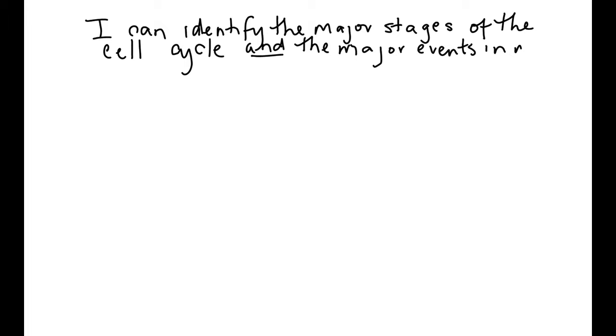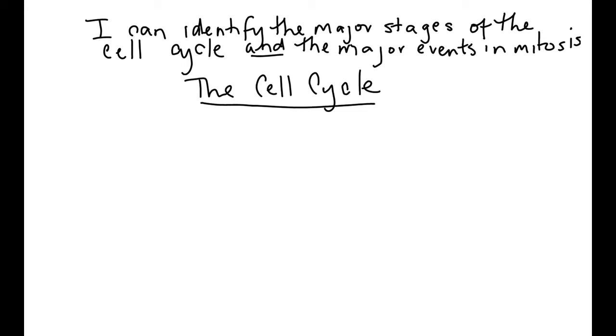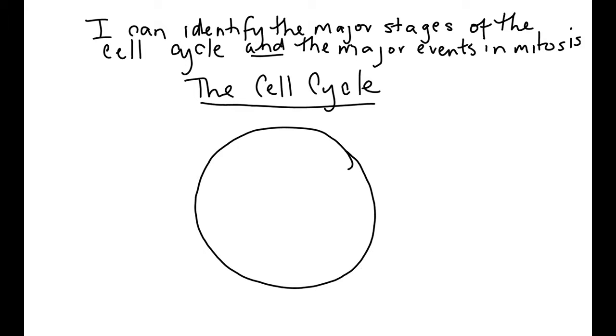In mitosis. The cell cycle, because it's a cycle, it repeats itself, we can draw it as a circle.